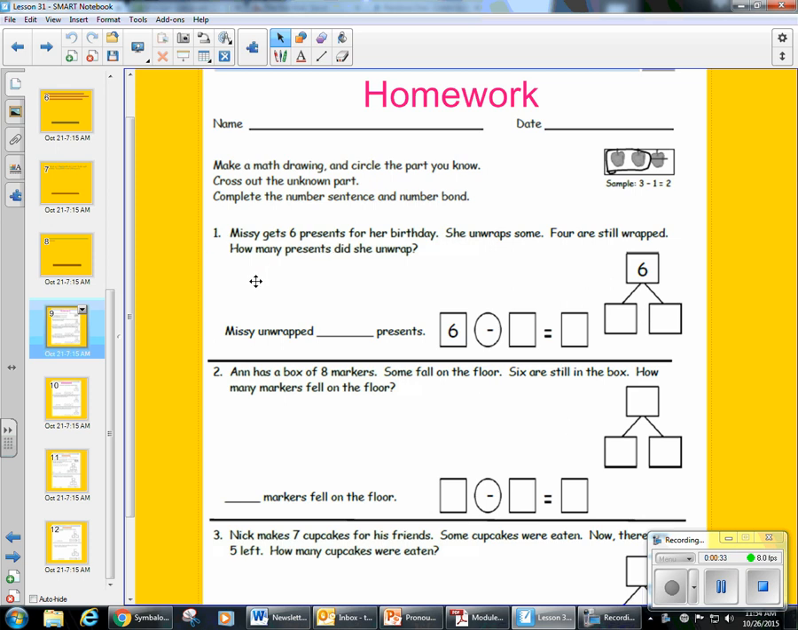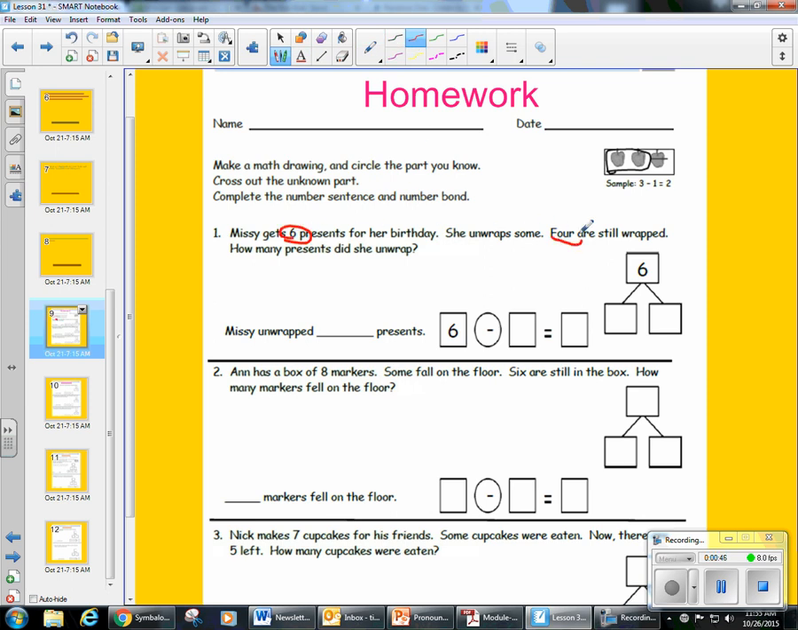First, read the story. Missy gets 6 presents for her birthday. She unwraps some, and 4 are still wrapped. How many did she unwrap? So what we're going to do is first, I've told the students they need to circle the numbers that they hear or that they see in the story. A lot of times, if there's a number word, I like to write the number above it, just for a quick reference of what that number was.